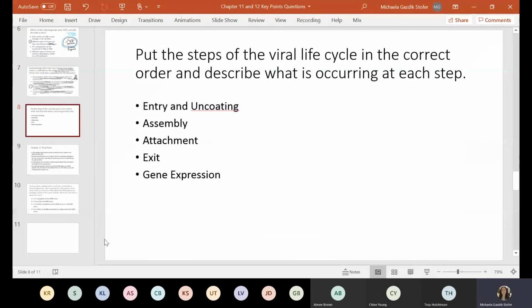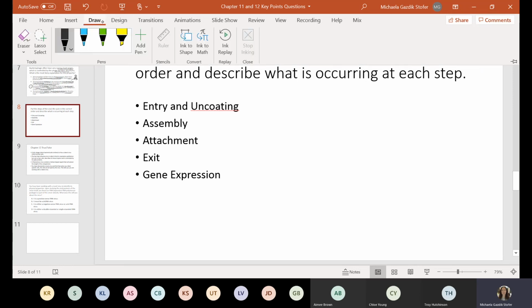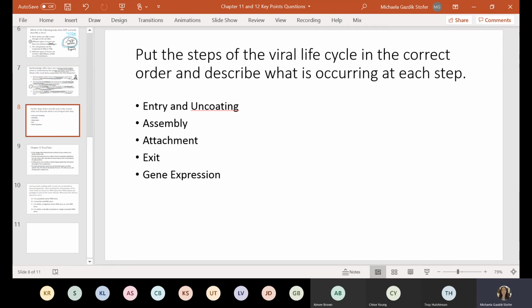Okay, so really no matter the type of virus, whether it's an animal virus or a bacteriophage, whether it's a DNA virus or an RNA virus, the steps of viral replication, so the viral life cycle, are the same. What happens in those steps might be a little bit different, but the general steps are going to be the same. And so we have 5 steps to the life cycle. And this question wants us to go ahead and put those 5 in order. So let's take a look.